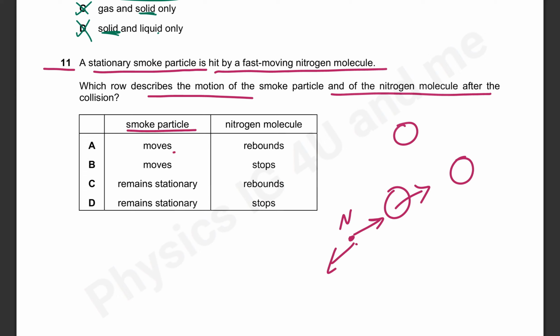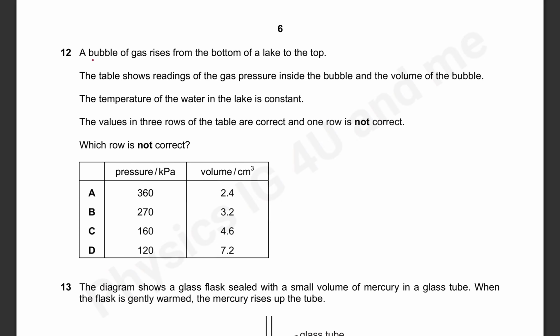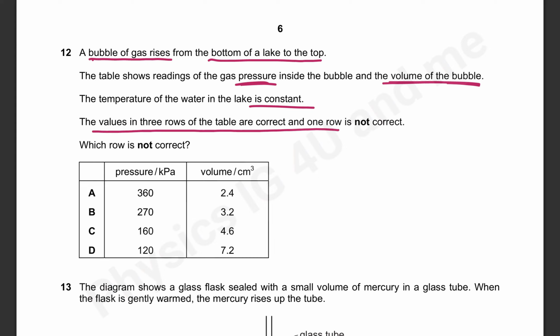Now, question 12 says, a bubble of gas rises from the bottom of a lake to the top. The table shows the reading of gas pressure inside the bubble and the volume of the bubble, so pressure and volume of the bubble as it goes up. Okay, the temperature of water is constant. Here they say the values in 3 rows of the table are correct and 1 is not correct. Which row is not correct?